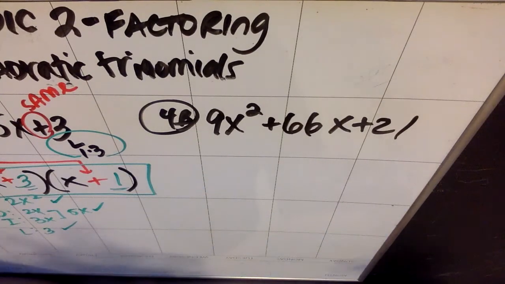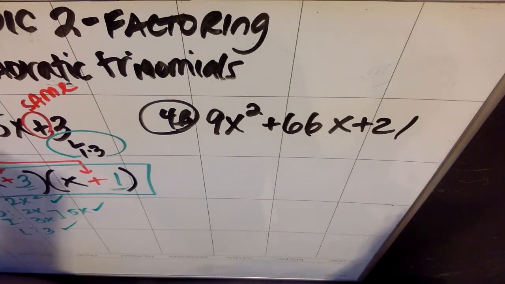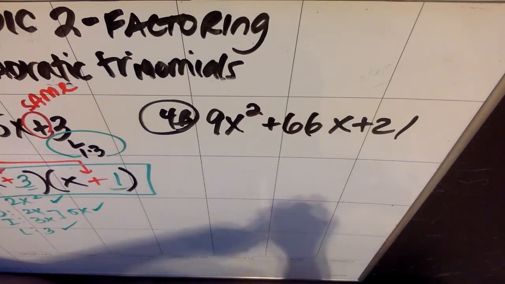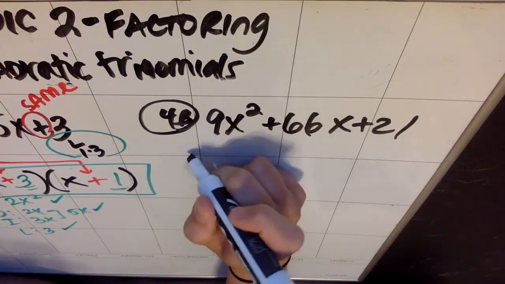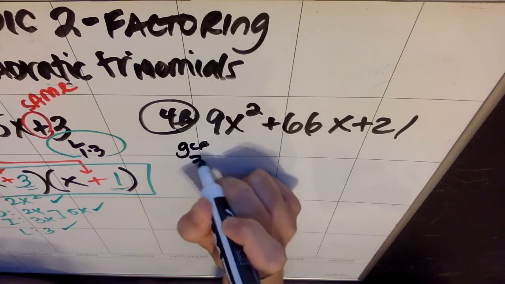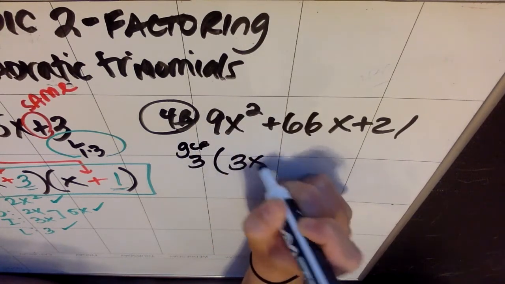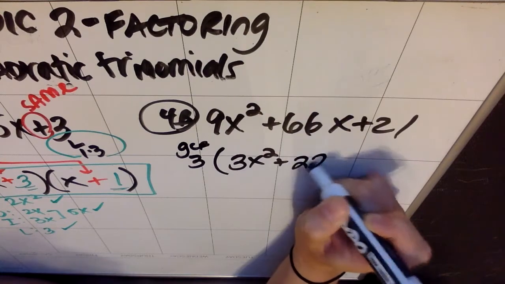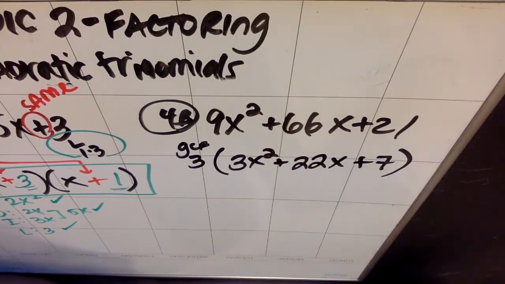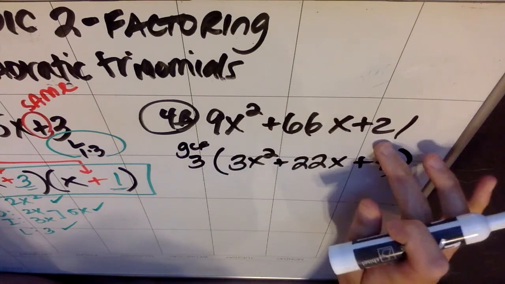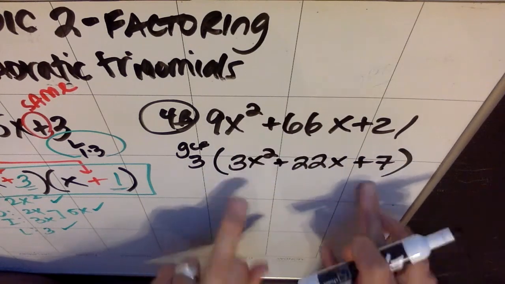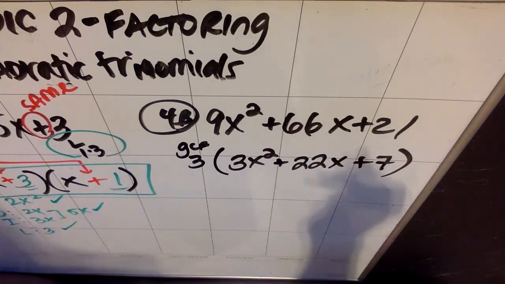So in 4b, the first thing I should have done in every one of these problems, although I kind of cheated because I knew they didn't have one, is look for a GCF. 4b does have a GCF, and taking it out makes all of the other stuff way easier. There's a 3 in all of these. So if I take out a GCF of 3, what's left is a 3x squared plus 22x plus 7. That's way nicer because 9 has a couple different factors, so does 21, but suddenly I'm looking at 3s and 7s, which are really easy because they're prime numbers.